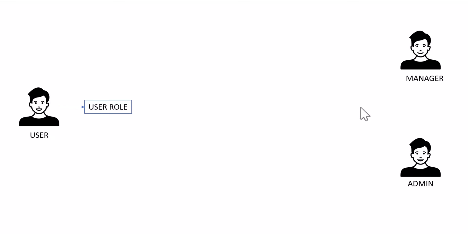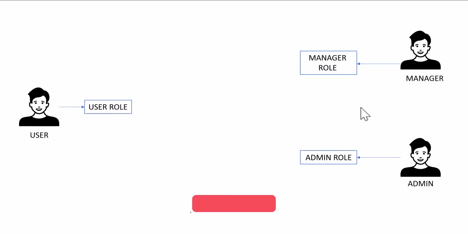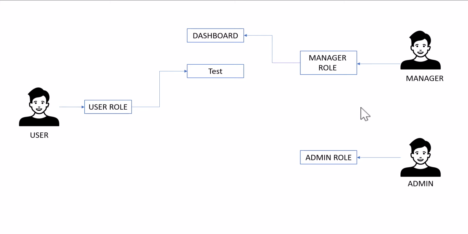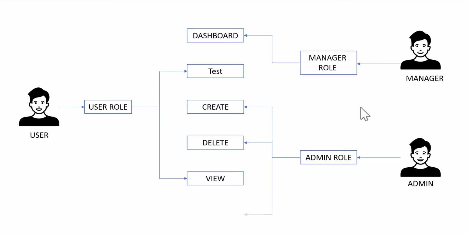For user, I have a user role. For manager, I have a manager role. And for admin, I have an admin role. Each of these roles has its own set of permissions. So for example, the manager can only see the dashboard and nothing else. And the users can see the testing part and they can view the project. But the admin of the project can create posts, delete them and edit them. So all of these are the permissions: dashboard, test, delete, view, edit. And each of my users has their own specific roles. So let's see how we can build this.